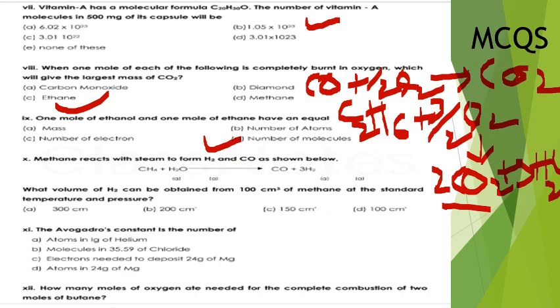Methane reacts with steam to form hydrogen and carbon monoxide, as it is given, that is CH4. 1 mole reacts with water to produce 1 mole of carbon monoxide and 3 moles of H2.